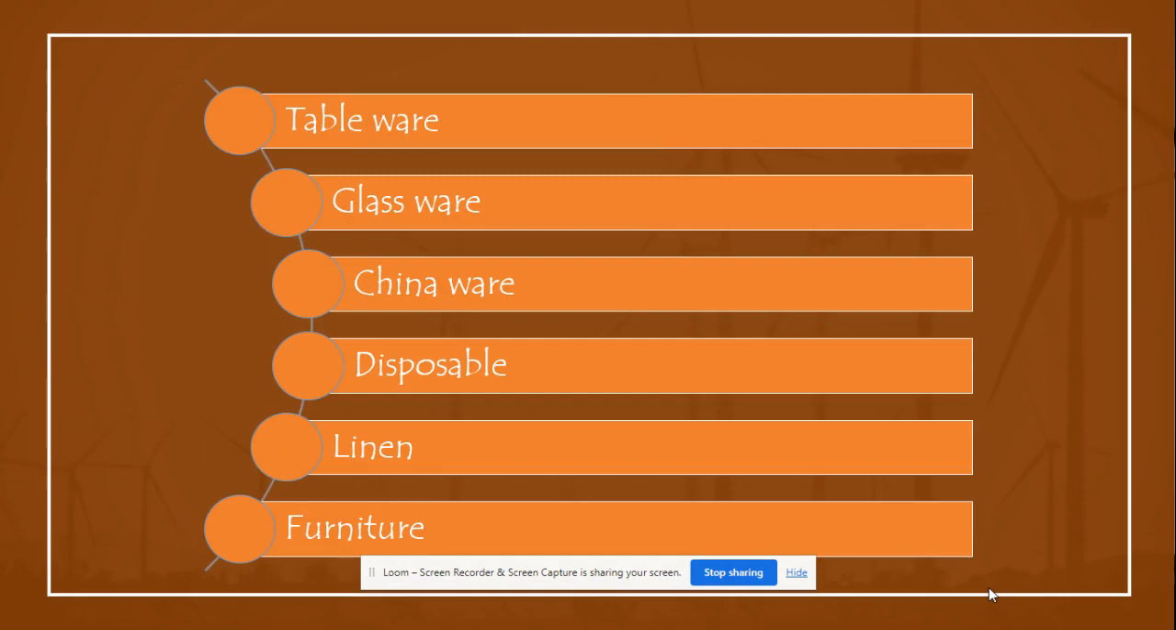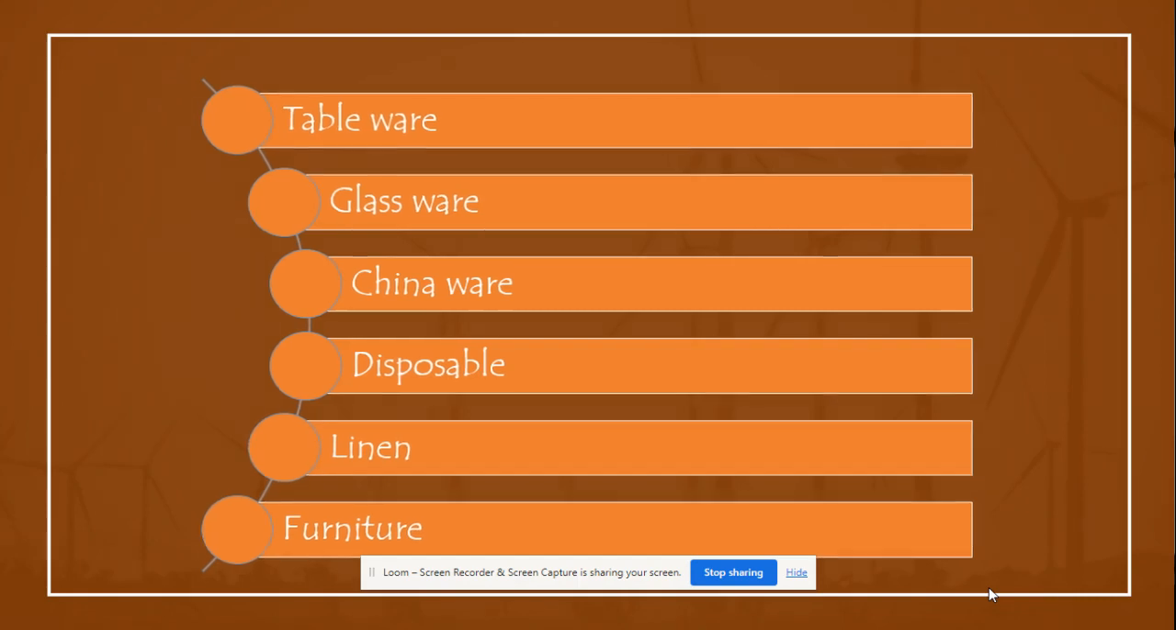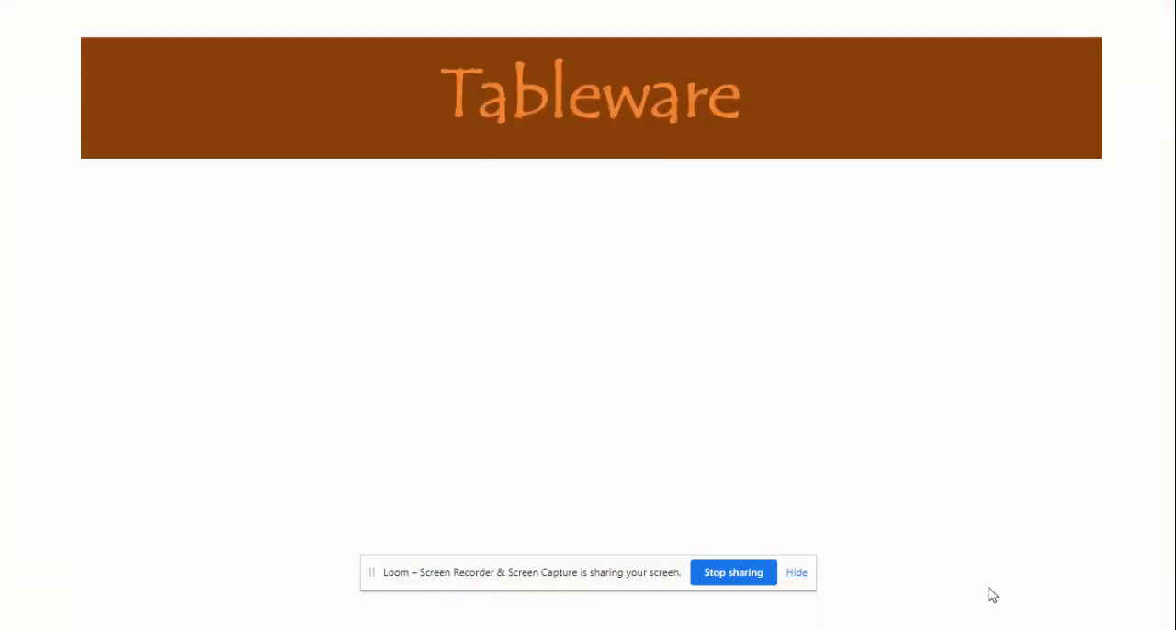So here we have a variety of types of service equipment, and they include tableware, glassware, chinaware, disposable equipment, linen, and finally furniture. So we'll be discussing each and every type for us to understand better. We'll start with tableware.